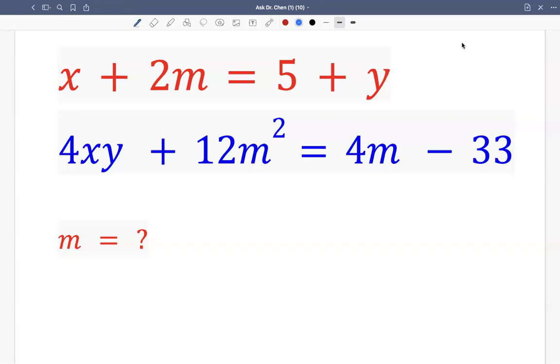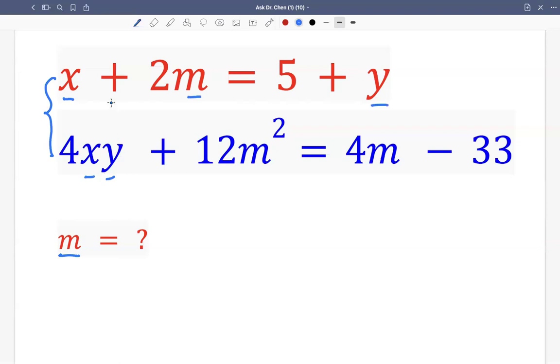Let's see this question. We're given two equations with three variables. So the first equation involves x, y, and m. The second equation also involves x, y, and m. The question is, we want to solve for m. We don't want to solve for x and y. So our goal is to solve for m.